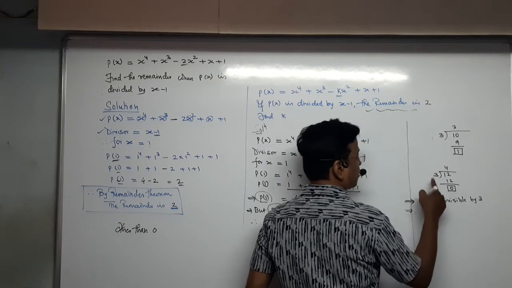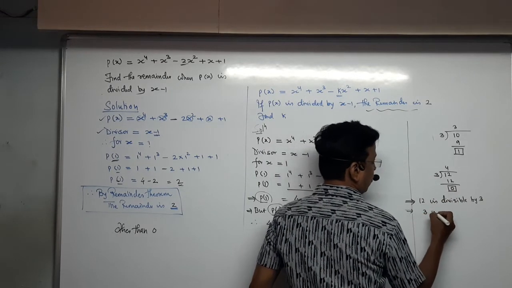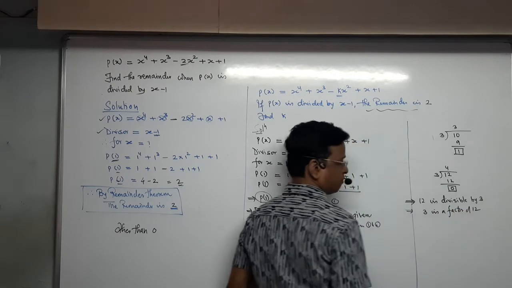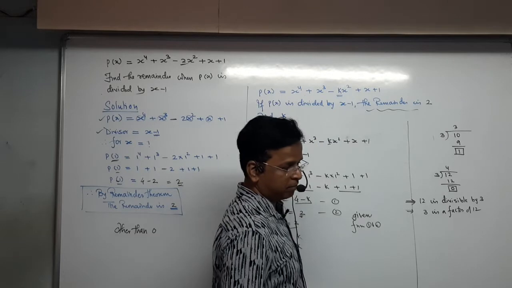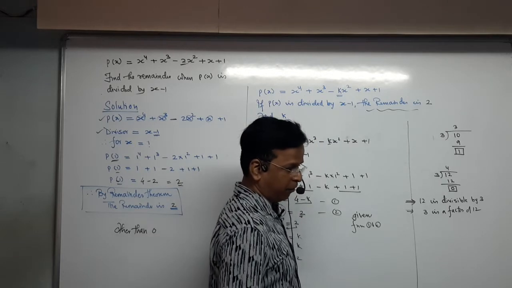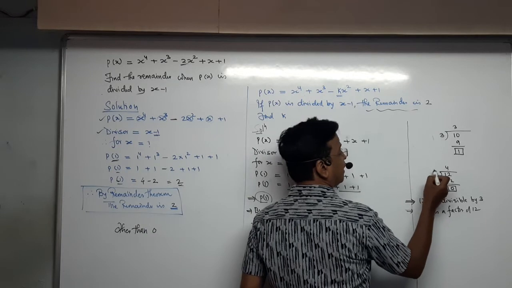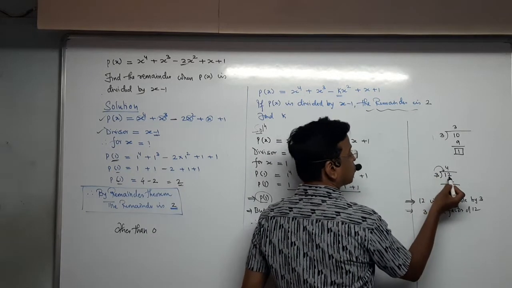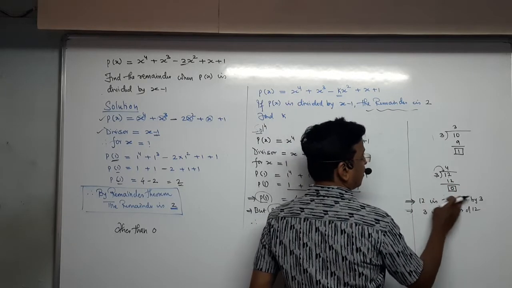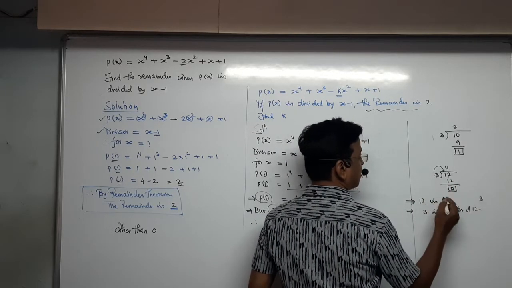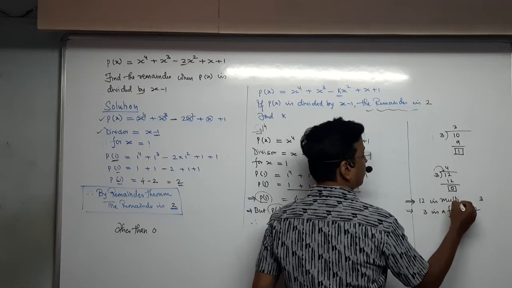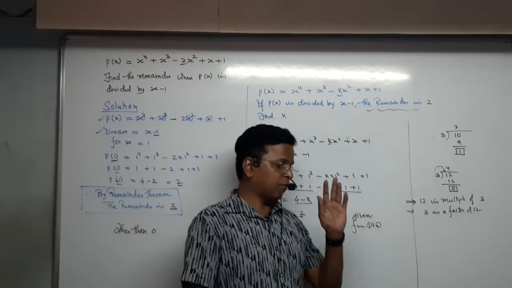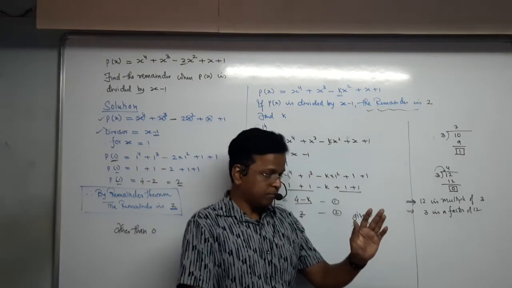Remember, the number which completely divides a number is called a factor. 3 is a factor of 12. Are you getting my point? If 3 completely divides 12, then 3 is called a factor of 12. And 12 is called multiple of 3. 12 is multiple of 3. Remember this. This is the difference of language.